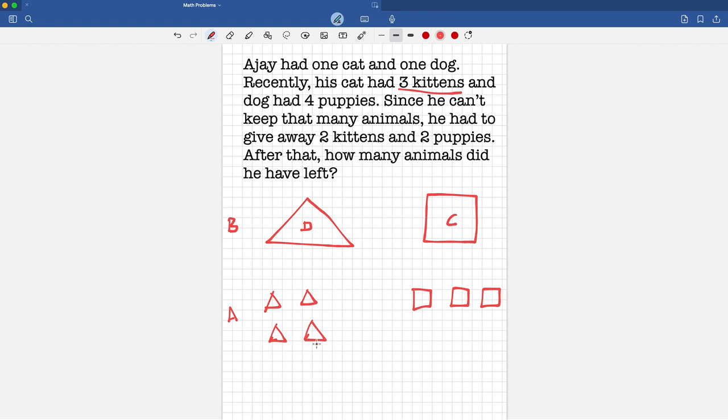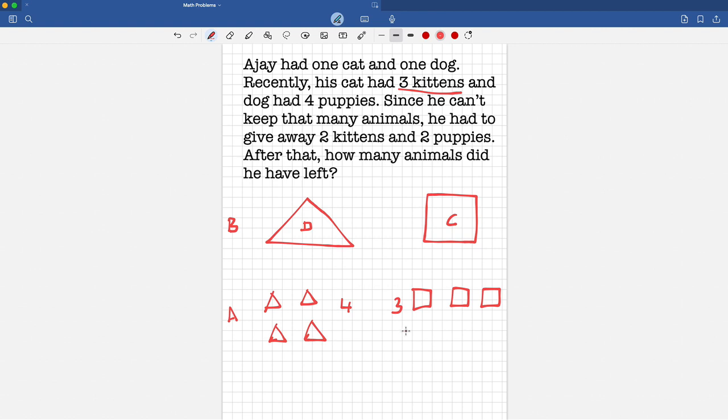Now, since he could not keep all of these, quite a few, in fact, one small exercise, even though the question doesn't ask, is to ask how many does he have right now? So he has 4 puppies and 3 kittens. That's a lot. So he decides to give away 2 of them.